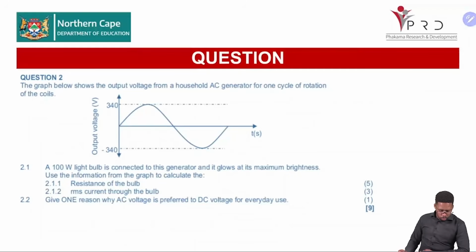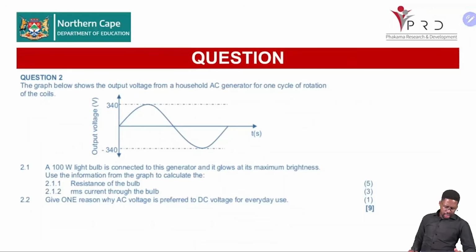The graph below shows the output voltage from a household AC generator for 1 cycle of rotation of the coil. So you can see we're having 1 complete cycle. And they'll ask you a question. By merely looking at the graph, are we dealing with AC or DC? What will be your answer? It is an AC, because the graph is a sine graph.